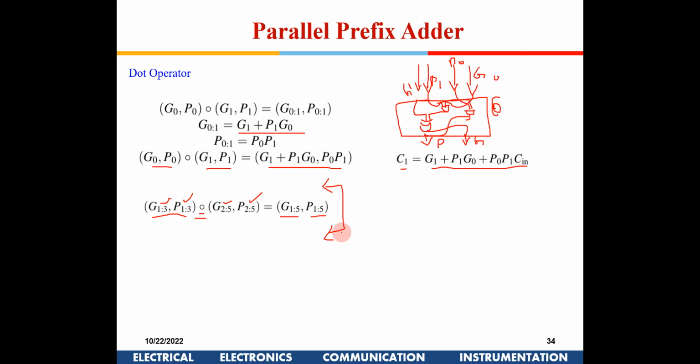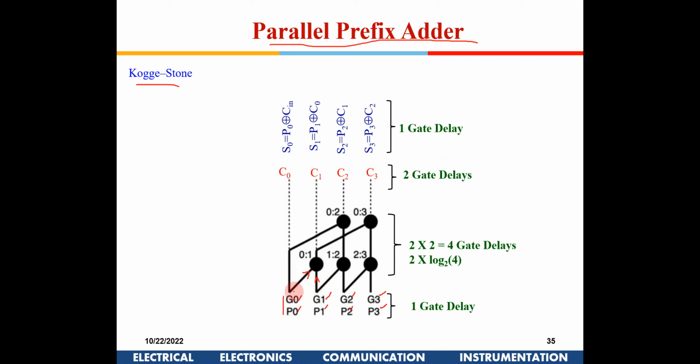A dot operator requires G1 P1 and G0 P0. So here, G0 P0 is going in and G1 P1 is coming here. So I will get 0 1 out here, because this is going to combine these two, right? Again I am going to combine these two, so I am going to get 1 2 here. This is again a dot operator, so this is going to generate 2 3, right? But with G0 P0, I can generate C0.